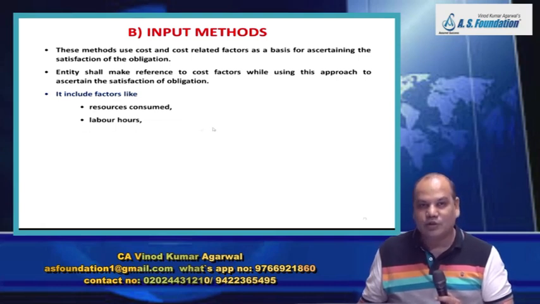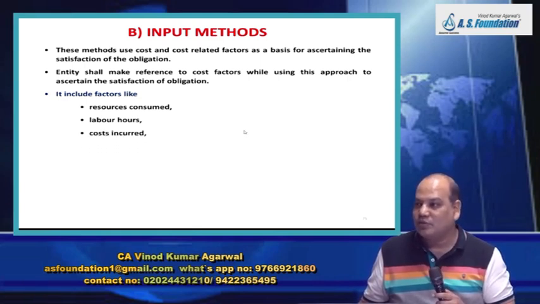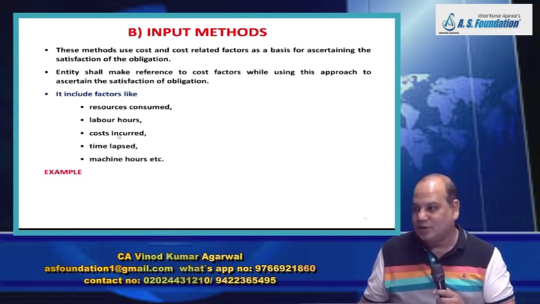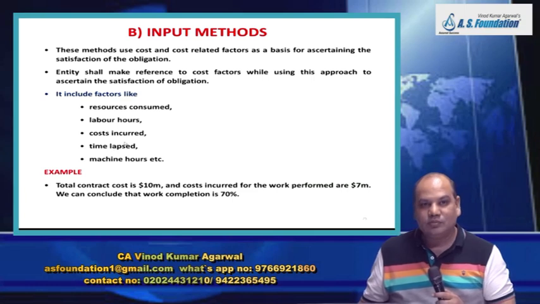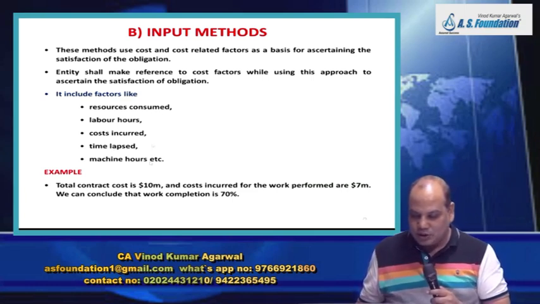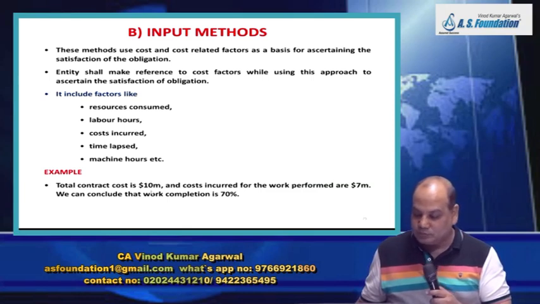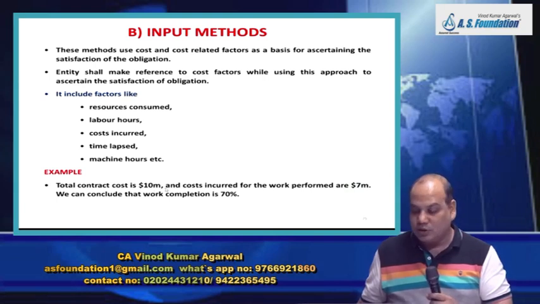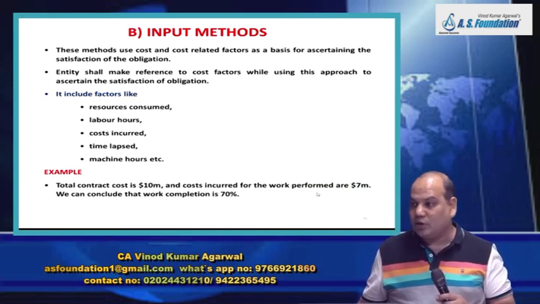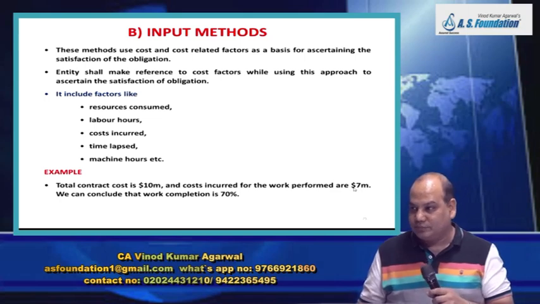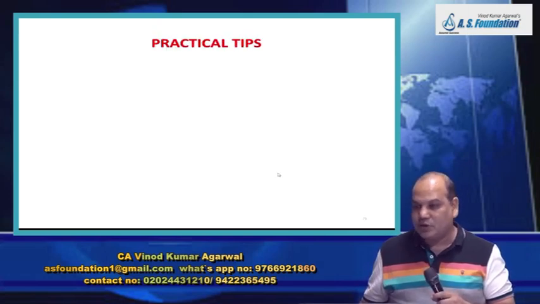If a work will require 2000 labor hours, and 600 labor hours are complete, one can take 600 by 2000. Cost incurred, time, machine hours, etc. These are input methods. Depending upon the industry and the kind of work, one can take any of these methods for estimating the work performed. Now, one example: suppose contract cost will be $10 million and you have the internal record that 7 million cost we have already incurred. So therefore 70% work has been completed.